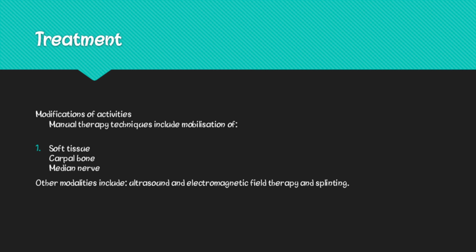Now, the last part is the treatment of carpal tunnel syndrome. The first is modification of activities and the workplace, task modification, for example, taking sufficient rest and variation of movements. Then it can also include manual therapy techniques that include mobilization of soft tissue, carpal bones, and the median nerve. Then it can include modalities like ultrasound, electromagnetic field therapy, and splinting.